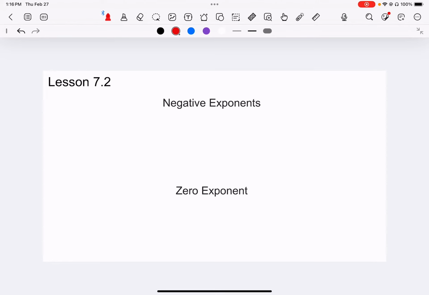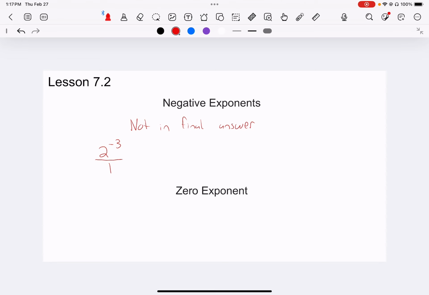For this problem, we're going to continue on with some more exponent properties. Negative exponents cannot be in your final answer. If we have a negative exponent, we have to change it to have a positive exponent. In order to change that, say I have 2 to the negative third power.